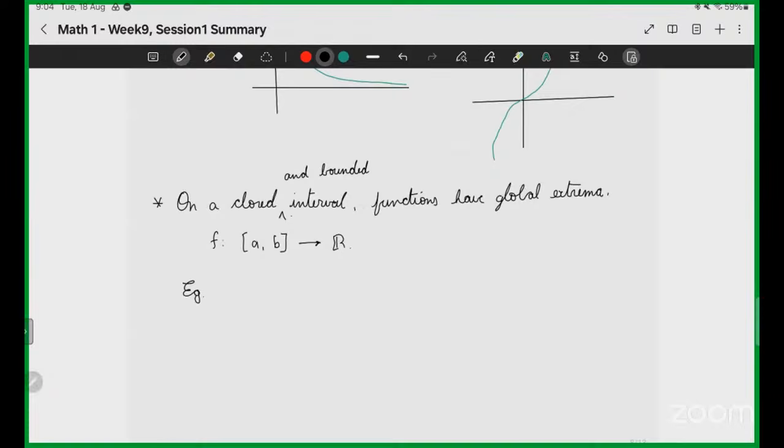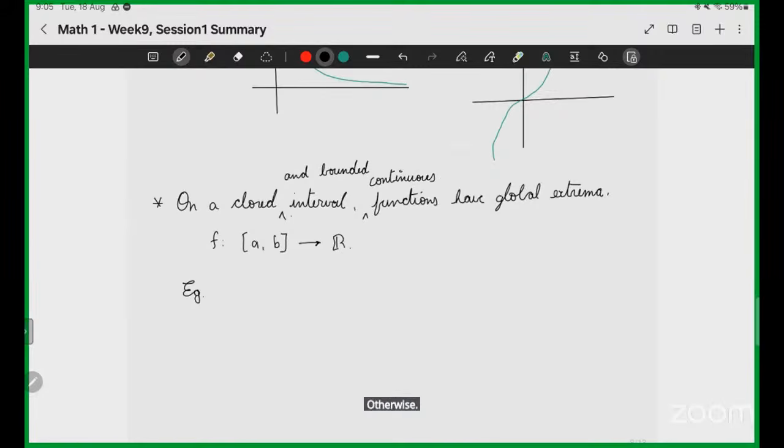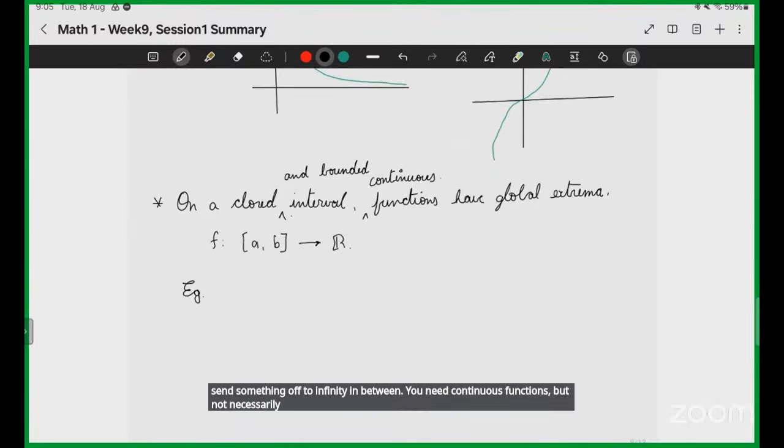Well, you'll need continuous, sorry. You need continuous, you'll not need differentiable. Otherwise, you can always send something off to infinity in between. Yeah, you need continuous functions, but not necessarily differentiable. And we'll see how that works.